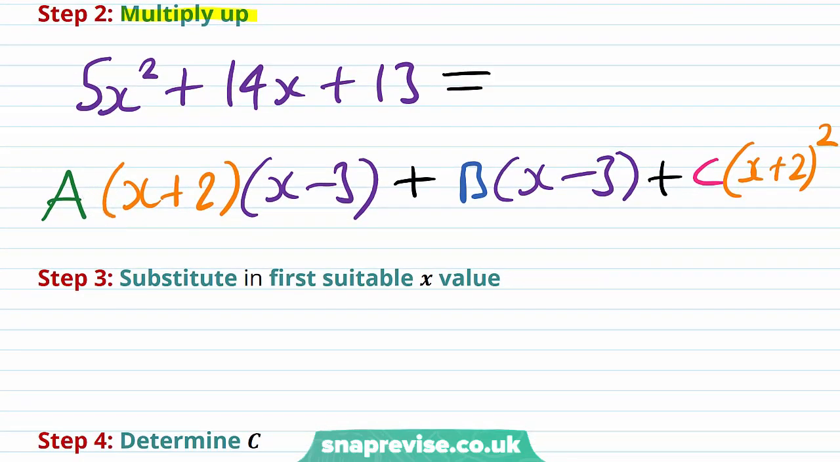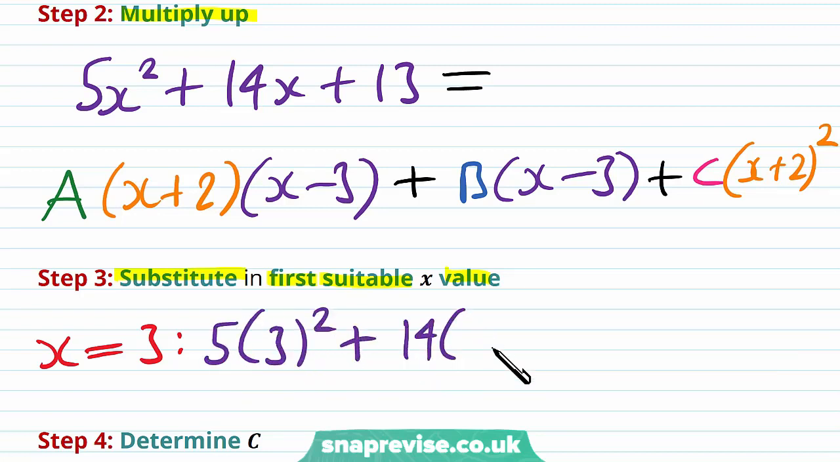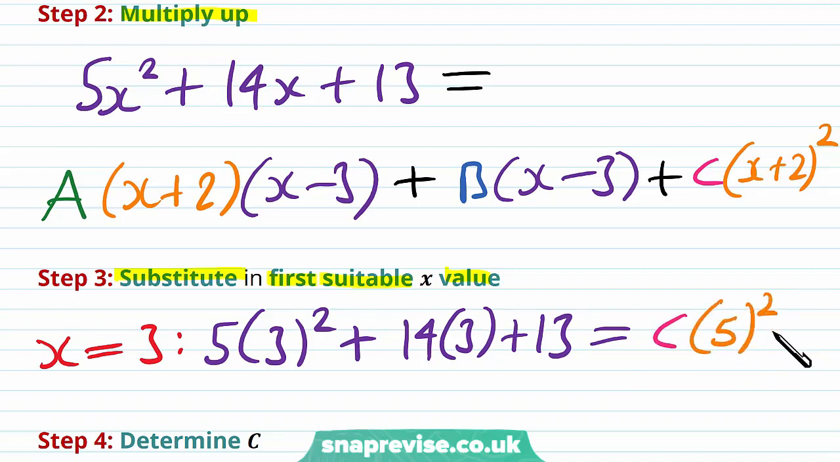Our third step is to substitute in the first suitable value of x. If we use the value x equals 3, this will cancel off the A term and the B term. And therefore, we get, on the left-hand side, 5 lots of 3 squared plus 14 lots of 3 plus 13, and then we've only got the C term remaining. So it's C lots of, in this case, 5 squared.